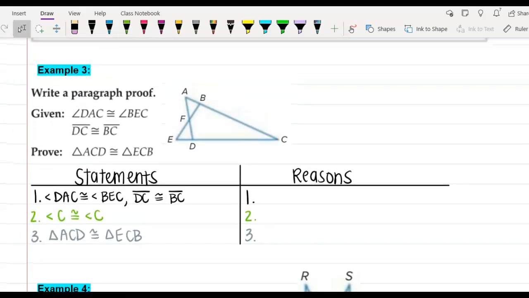Okay. So this is a really short proof, but I just wanted to touch on one thing. You can probably see just from the statements, obviously we're going to have our given, which we can go ahead and label. Okay, angle C congruent to angle C, without even looking at the chart, hopefully you're like, oh, something's congruent to itself. That's reflexive.